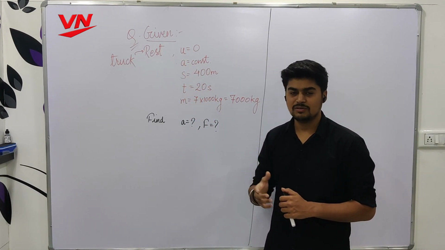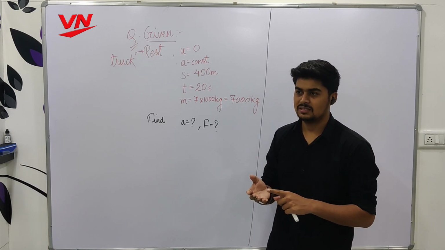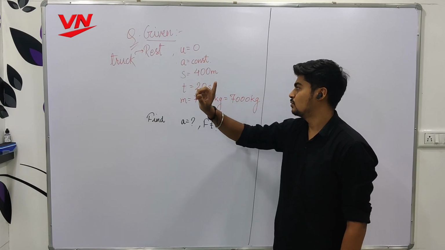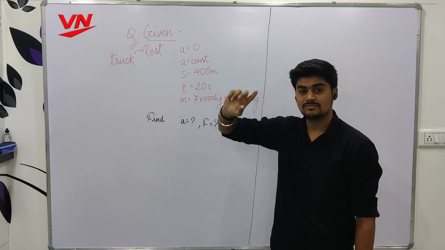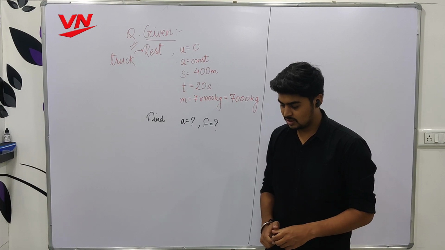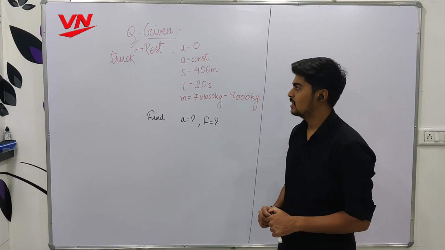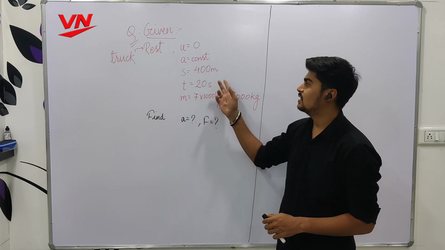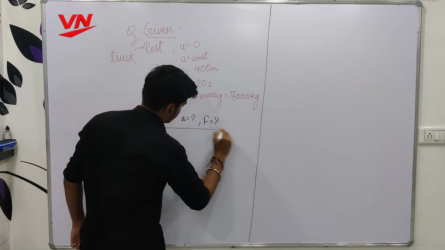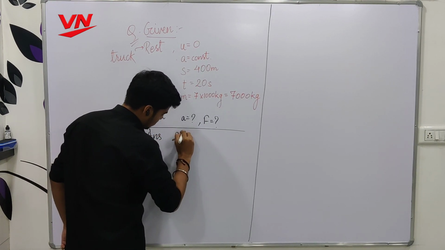So the first equation we won't use. In the second equation we have s equals ut plus half at square: s, u, t and a. s is there, u and t are also there, so we can find the acceleration. But if you want to calculate through the third equation, v square minus u square equals 2as, then we will need a final velocity, which is not given. So we will go with the second equation.